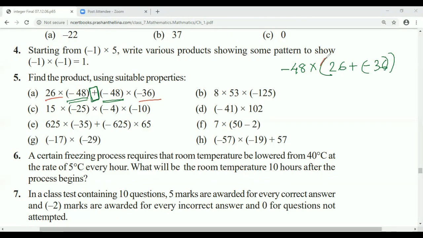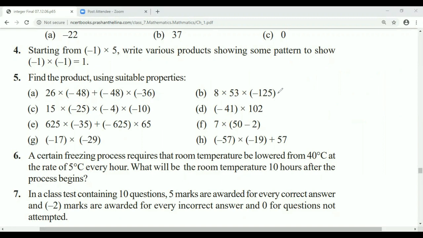That's the number I have put inside a bracket and put the addition sign, as I have seen the addition sign here in the question. Then now I can do whatever I am seeing inside the bracket. Negative 48 into, I am solving inside the bracket, that is 26 plus negative 36. The answer is negative 10. Then 48 into 10, you know, that is 480. And negative into negative, the answer is positive. So the answer is positive 480. That's the answer of the first one.